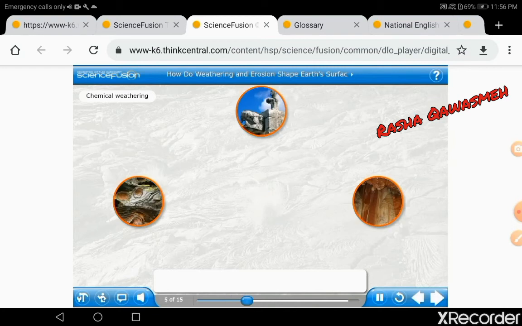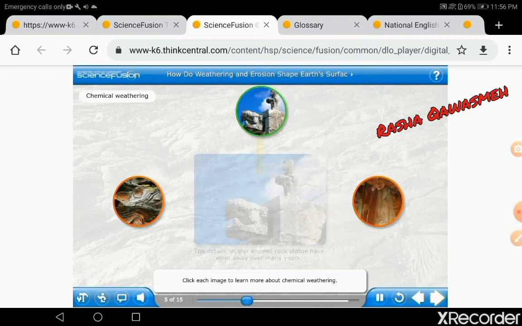Now chemical weathering. You have learned about physical weathering. Another type of weathering is chemical weathering. This type of weathering happens when changes take place that form different substances. Click each image to learn more about chemical weathering. So this one contains different substances. Let's see what these substances are. We have 3 items here. We will start with this one.